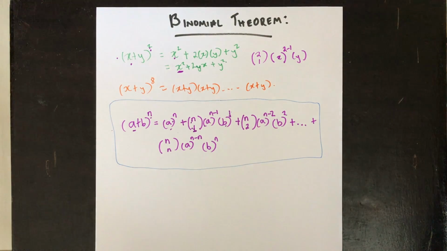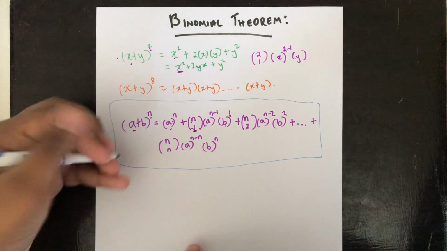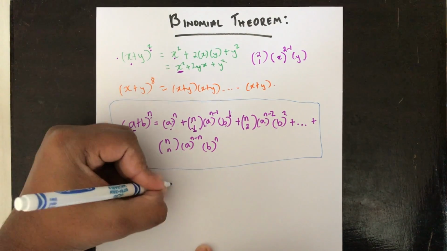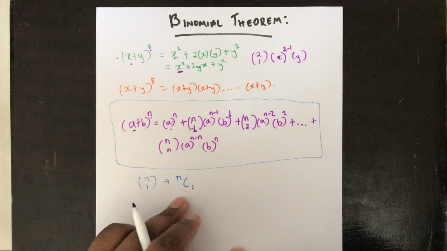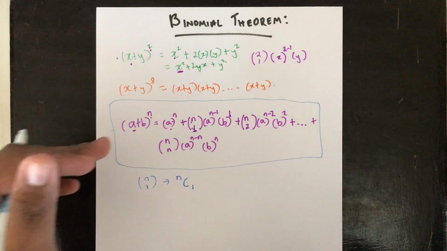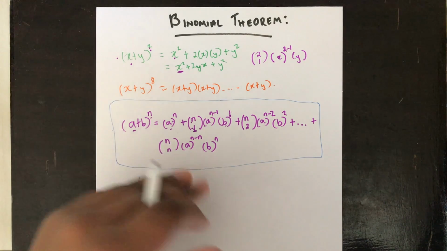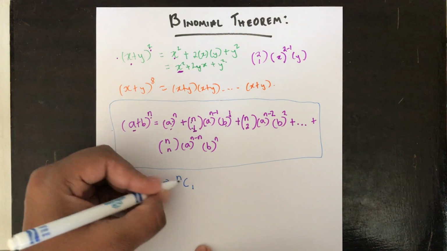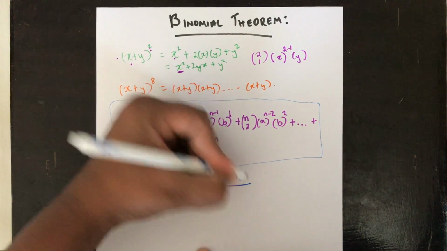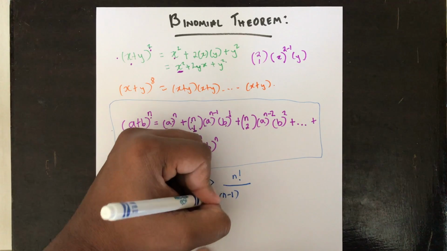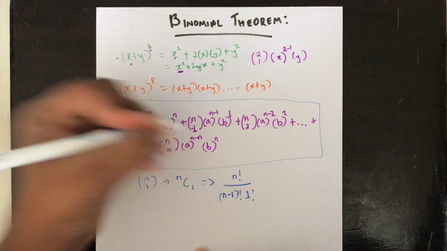Let me explain what this n and 1 in brackets mean. This is the same as n choose 1. It's another way of arranging n things in one way. So this actually means it's going to be n factorial over (n minus 1) factorial into 1 factorial.